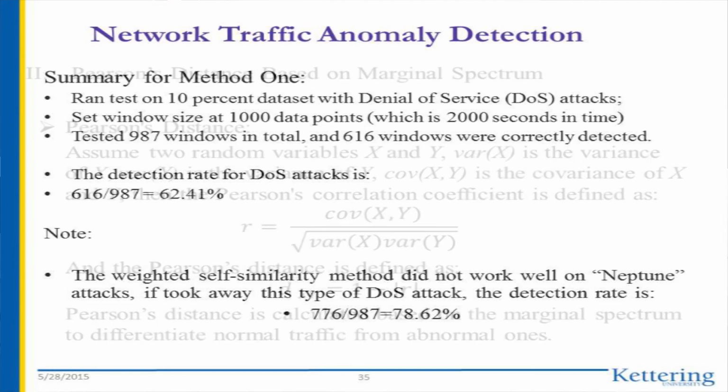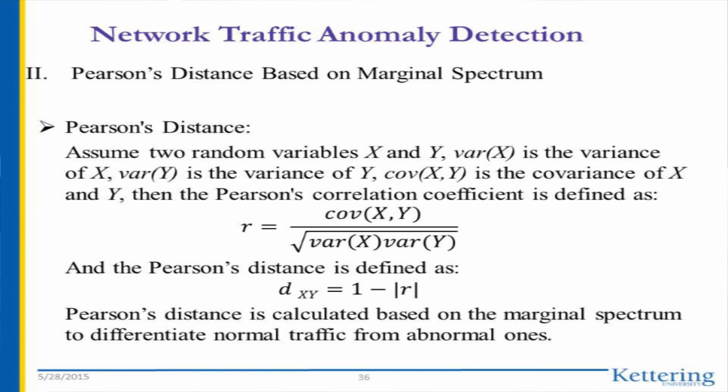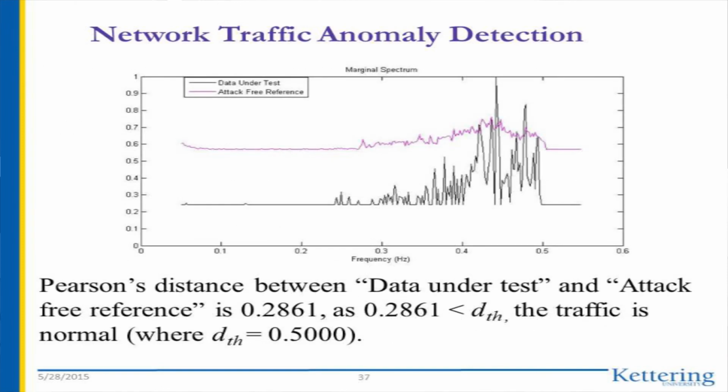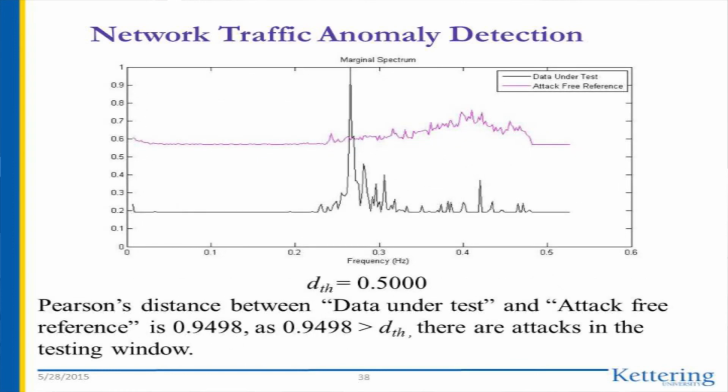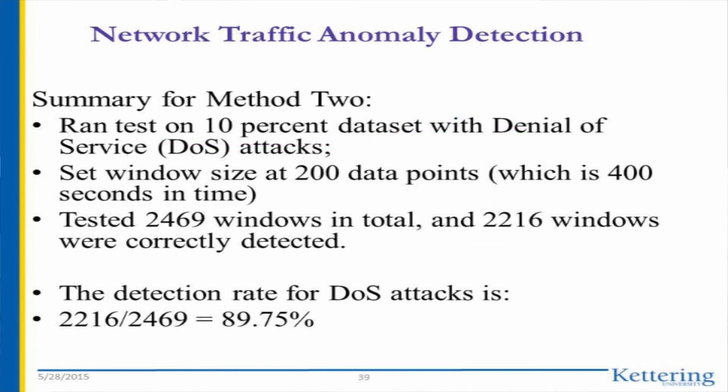The second one is what we call the Pearson's distance, based on the marginal spectrum. Remember, we have the EMD, and we take that integral, that's your marginal spectrum, and we define the distance and use that as a parameter to detect. Again, some of the results are here. Here's the attack. If you look at that, the detection rate is pretty high, about 90% real-time detection. And if you look at the size of the windows we're detecting, it's not trivial.